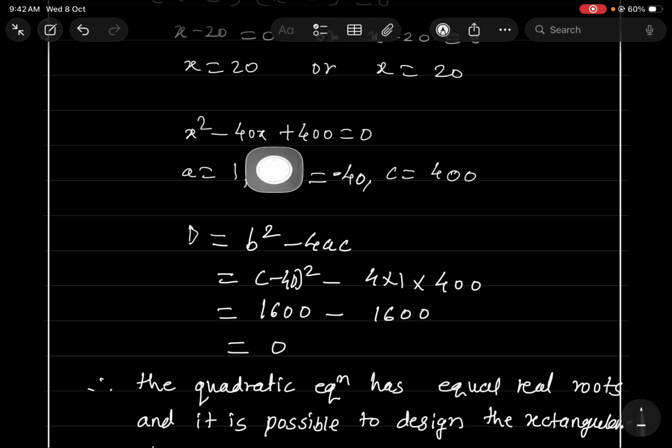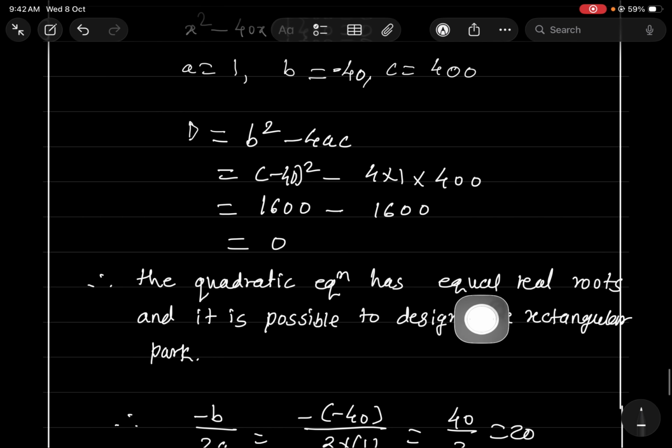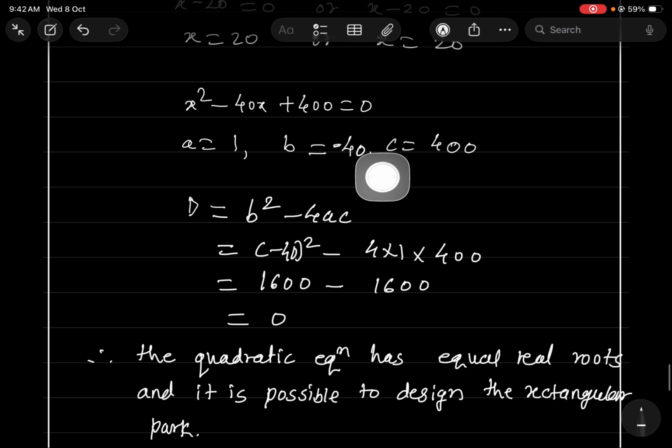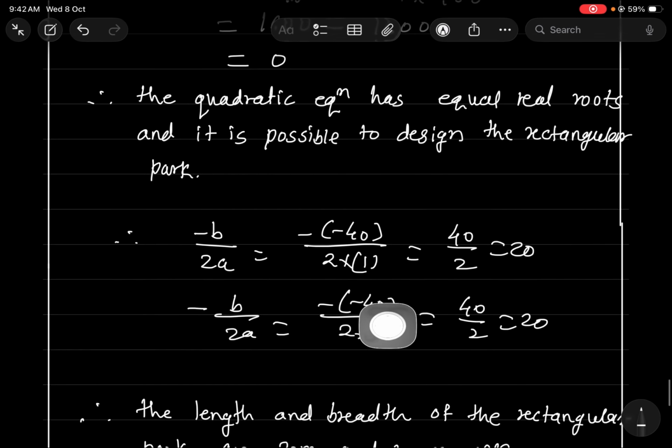In x square minus 40x plus 400, a equals 1, b equals minus 40, and c equals 400. So b square minus 4ac is minus 40 square minus 4 into 1 into 400. Minus minus becomes plus, so 40 square is 1600 minus 4 into 400, which is 1600, and the subtraction is 0. So the quadratic equation has equal real roots because D equals 0, and we already got this by splitting the term.